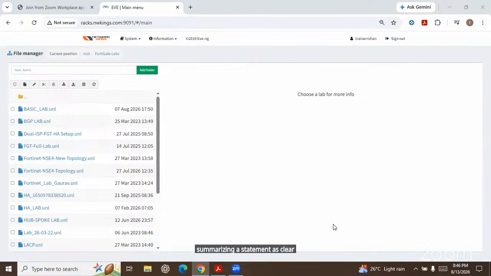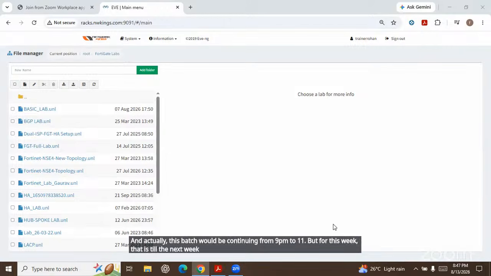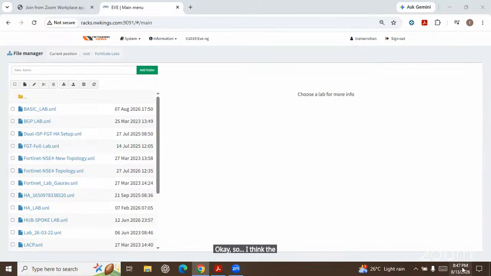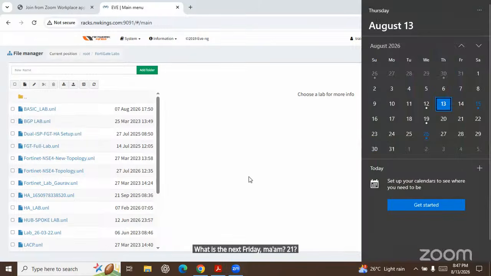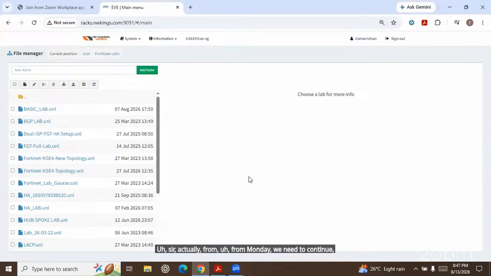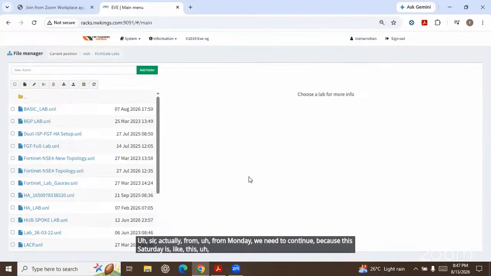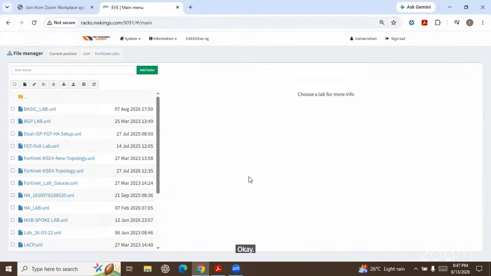Now, this batch is going to be a weekday batch, and it would continue from 9 p.m. to 11. But for this week, until next Friday, what is the date? 21? Actually from Monday we need to continue, because this Saturday and the 15 August holiday are also coming. So from Monday we need to start at 8 o'clock. After that we can shift to 9 o'clock. Okay, thank you for adding on to it.